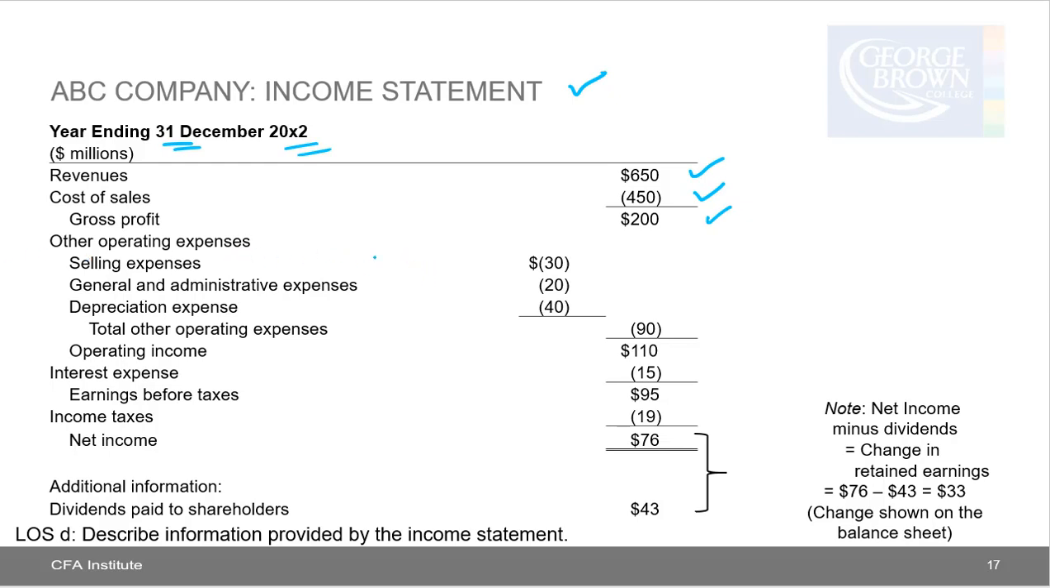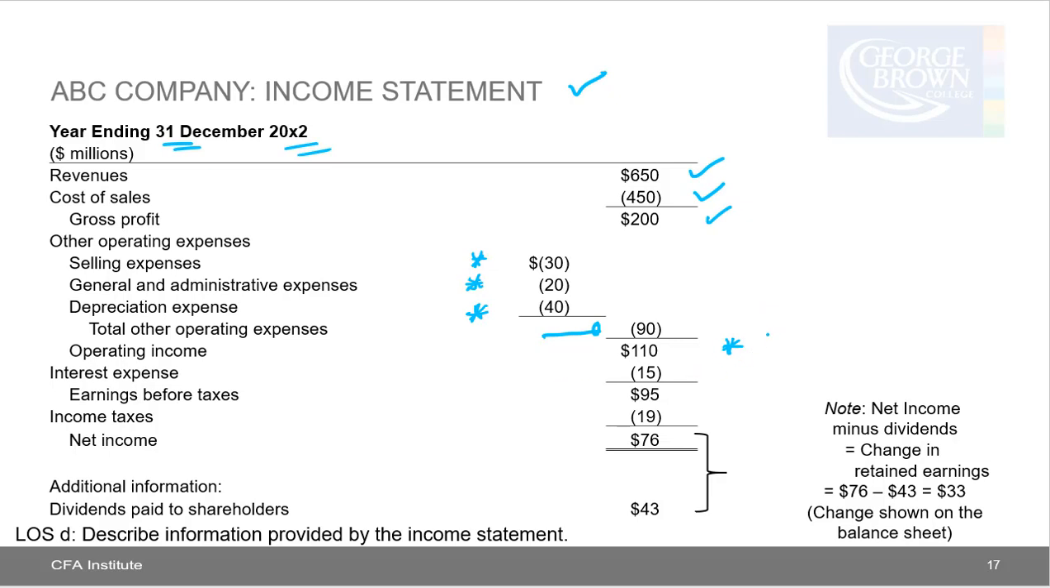What are those operating expenses? Selling expenses, general and admin expenses. And again, here's that depreciation expense that we talked about that we saw on the balance sheet, okay? Showing up as accumulated depreciation. Each year the depreciation expense is added to the balance sheet under the category of accumulated depreciation. So we can see here we've got total other expenses equaling 90. So we have an operating income of 110. Again, revenue minus cost of sales, gross profit minus operating expenses gives us our operating income of 110 million.